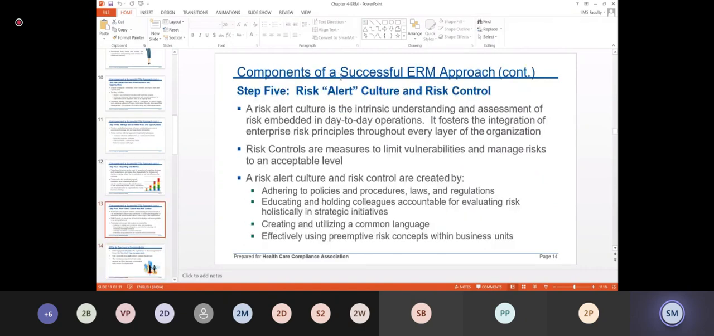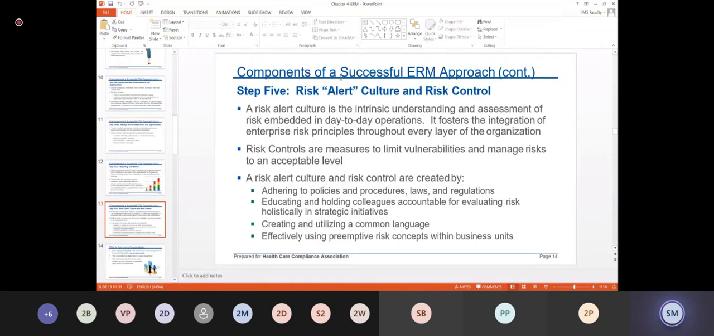Okay, this is the last stage. Then the components of successful step 5: risk alert culture and risk control. A risk alert culture is the intrinsic understanding and assessment of risk, embedded in day-to-day operations. It fosters the integration of enterprise risk principles throughout every layer of the organization. Risk controls are measures to limit vulnerabilities and manage risk to acceptable levels.